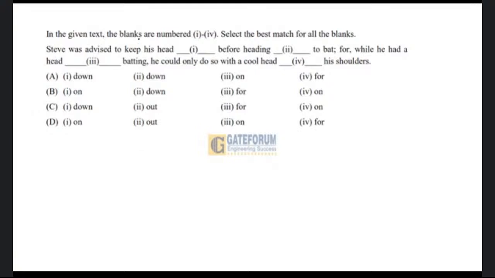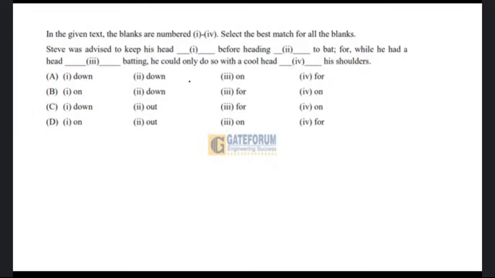In the given text, the blanks are numbered 1 to 4. Select the best match for all the blanks. Steve was advised to keep his head blank 1 before heading blank 2 to bat, for while he had a head blank 3 batting, he could only do so with a cool head blank 4 on his shoulders. Okay, let us see.